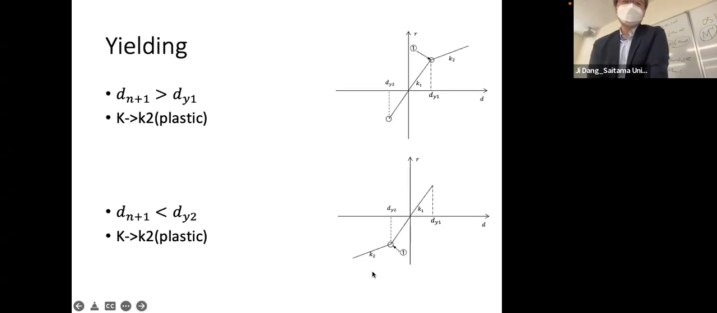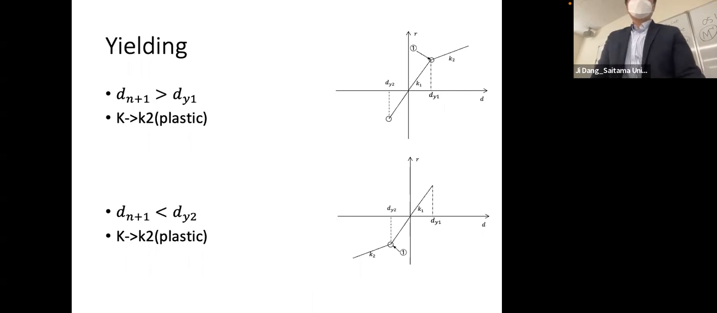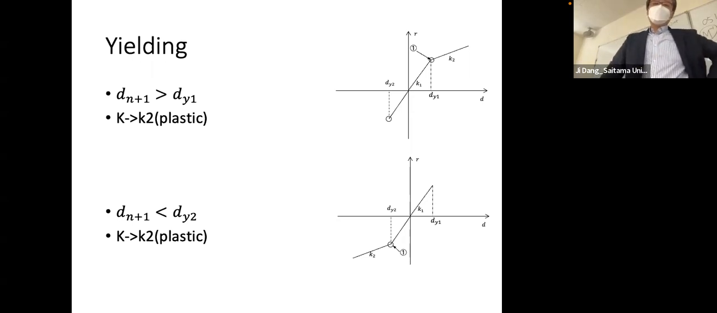So for yielding, there's another condition: you should be in the elastic stiffness status. You should be in the elastic status. Okay. So right now K should equal K1. When K equals K1 and d(n+1) is larger than dy1 or smaller than dy2, then yielding will happen. So we can change to the plastic status.